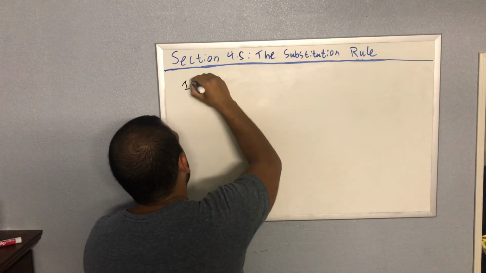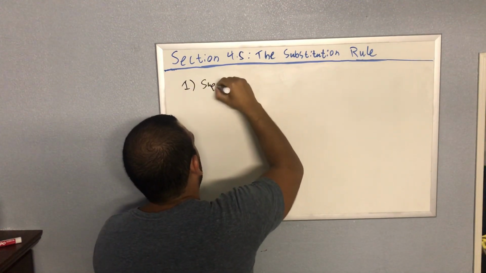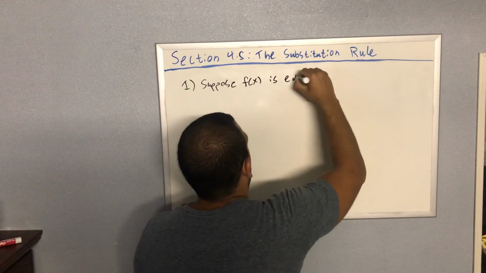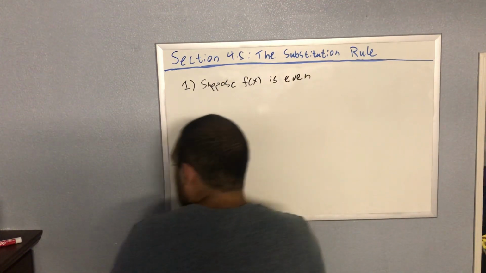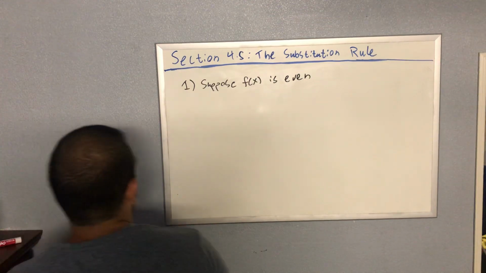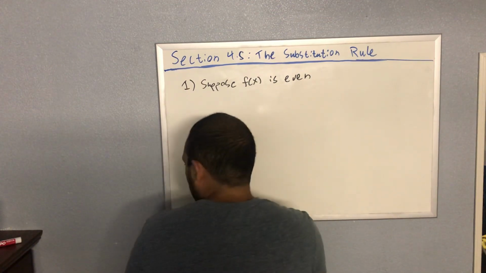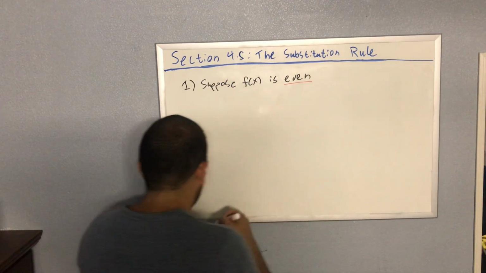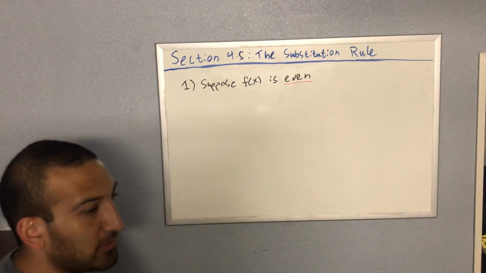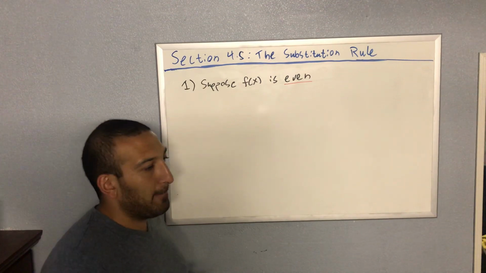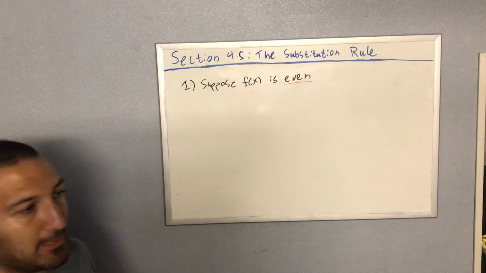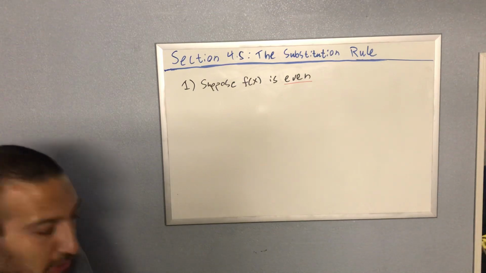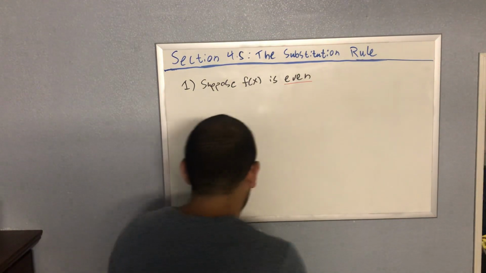Property 1 is this. An even function. So remember, what was an even function? So we have an even function. An even function was a function where the output of numbers that are negatives of each other is the same, i.e., this is what it means to be even.